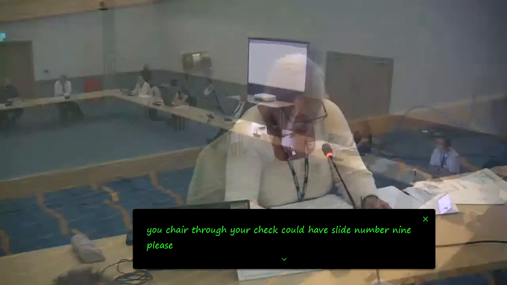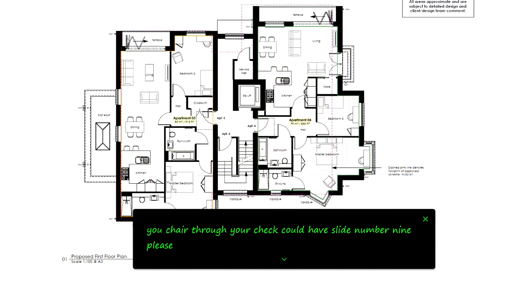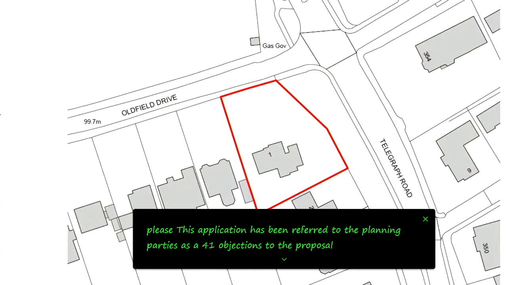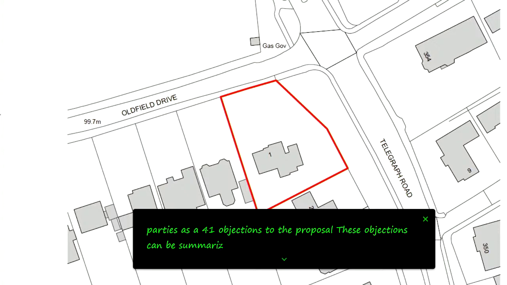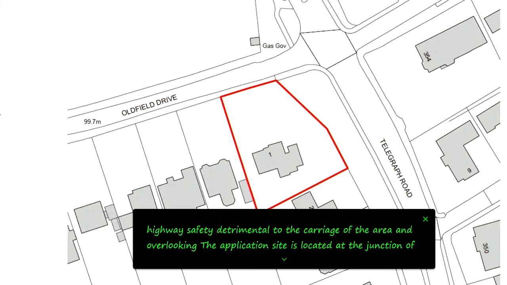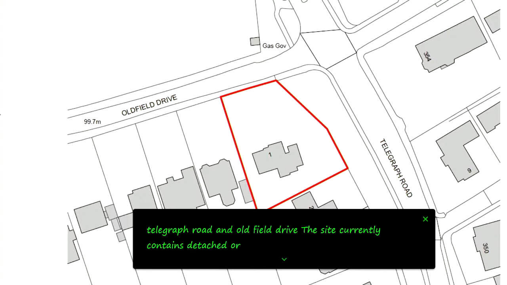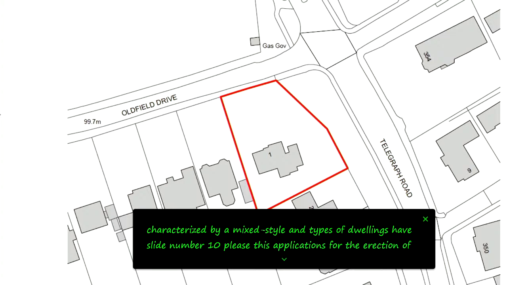Thank you, Chair. Could I have slide number 9, please? This application has been referred to the Planning Committee as there are 41 objections to the proposal. These objections can be summarised as unsustainable development, impact on highway safety, detrimental to the character of the area and overlooking. The application site is located at the junction of Telegraph Road and Oldfield Drive. The site currently contains a detached dormer bungalow and the area is characterised by a mix of styles and types of dwellings. Could I have slide number 10, please?